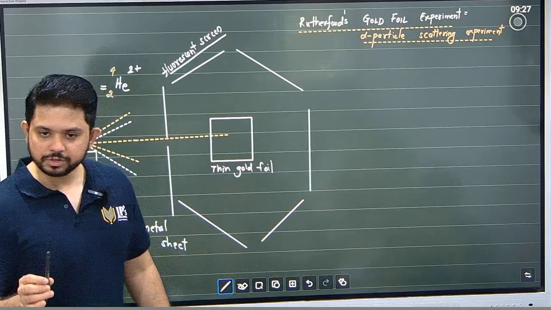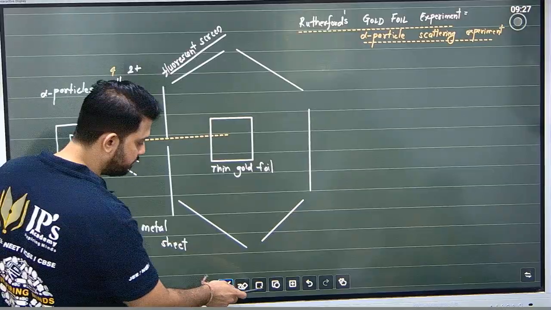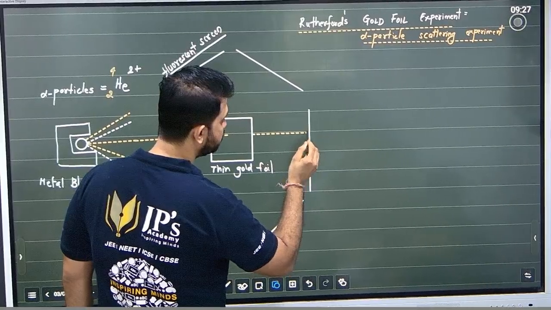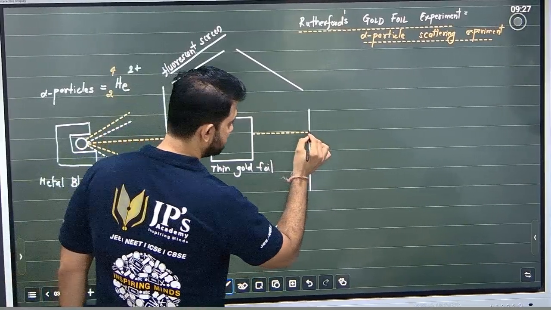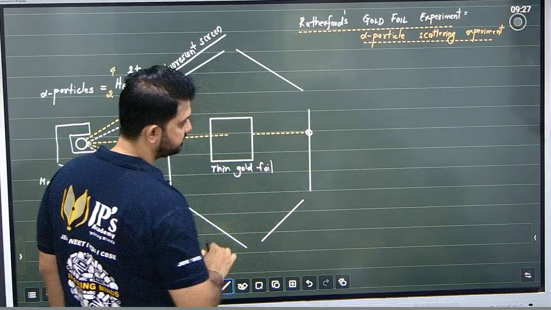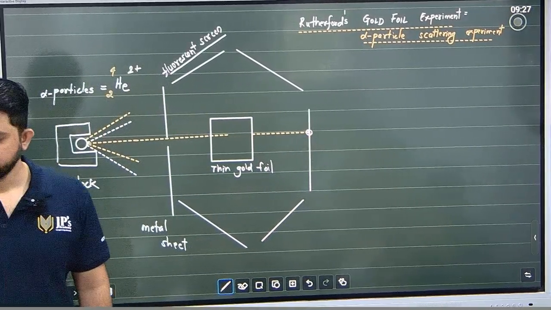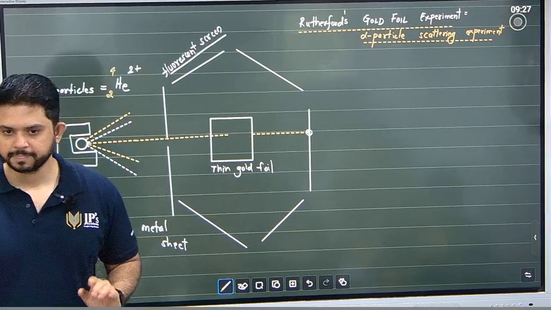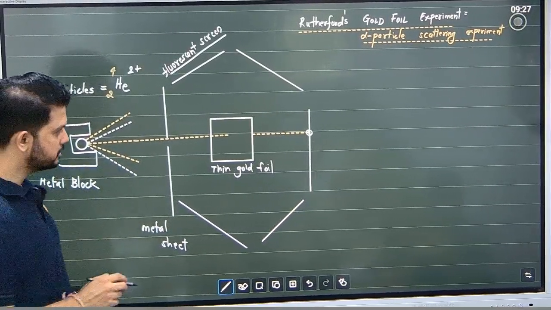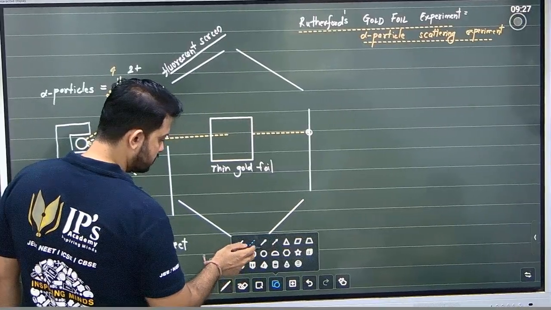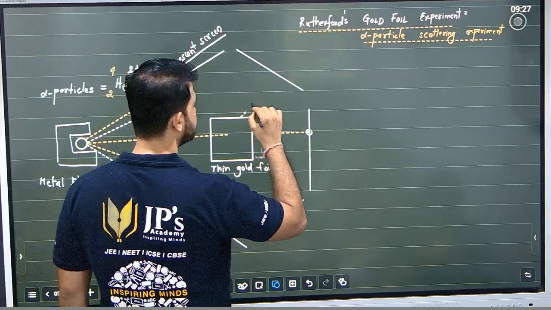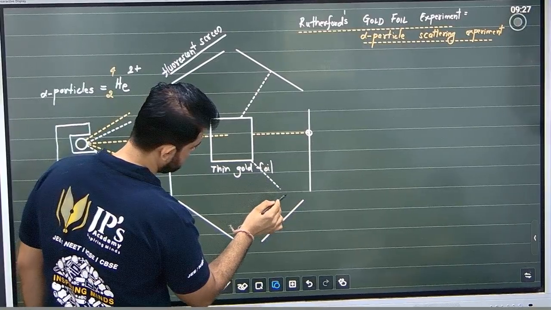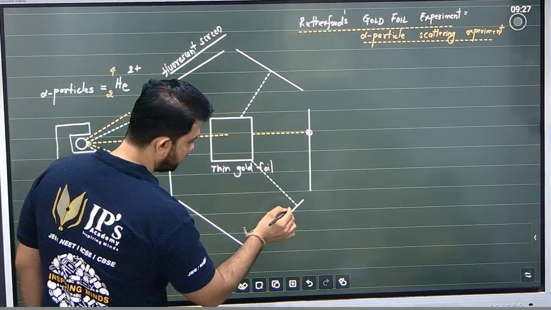What was observed is majority of the alpha particles went straight through the foil. I repeat, what happened, people? Majority of the alpha particles went straight through. Very few alpha particles got deflected through small angles. Getting that?